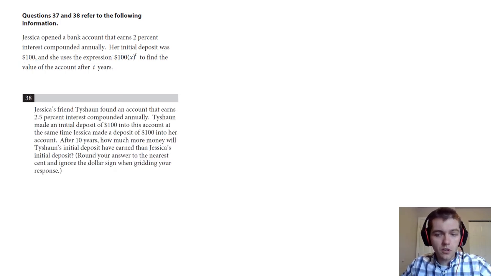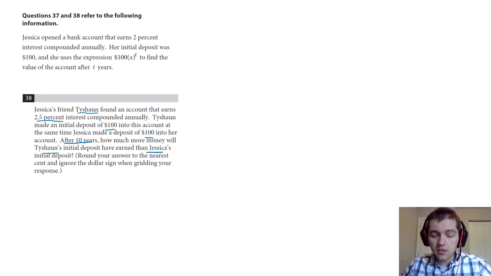Problem 38, final problem. So they have the same information as the previous problem, but also adding in that they have Jessica's interest from the last problem, but also that her friend, Deshaun, opened an account which earns 2.5% interest annually on the same $100 initial deposit. And they're asking, after 10 years, how much more money will Deshaun's deposit have than Jessica's?